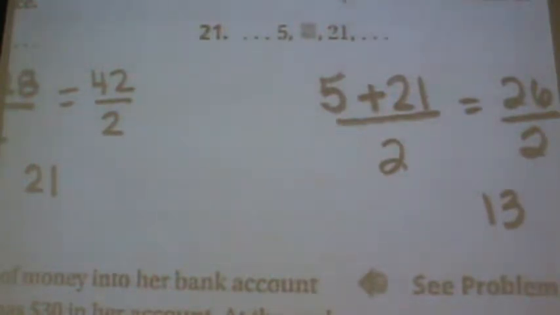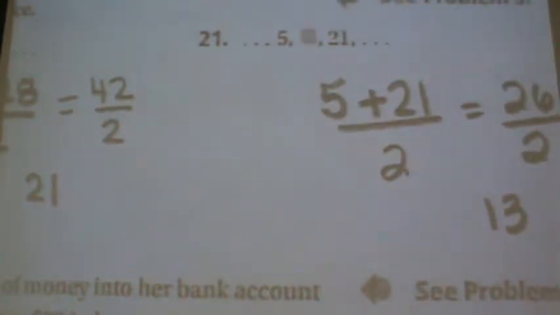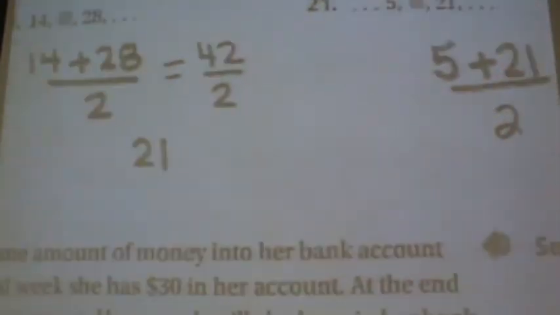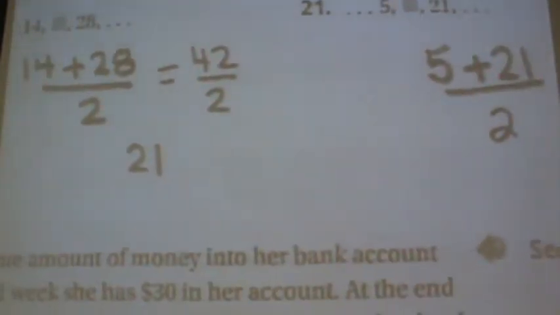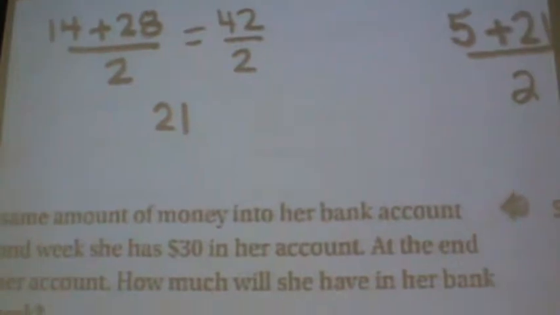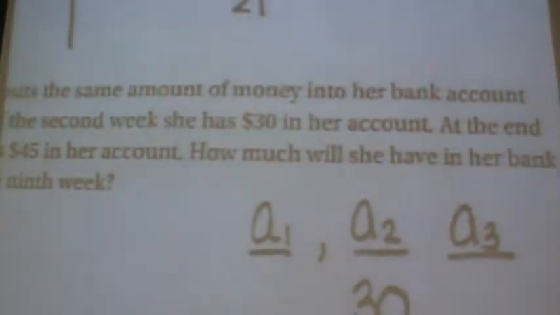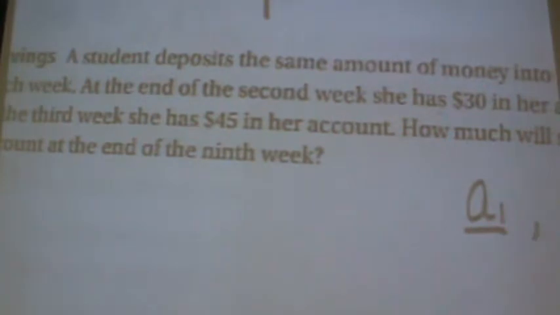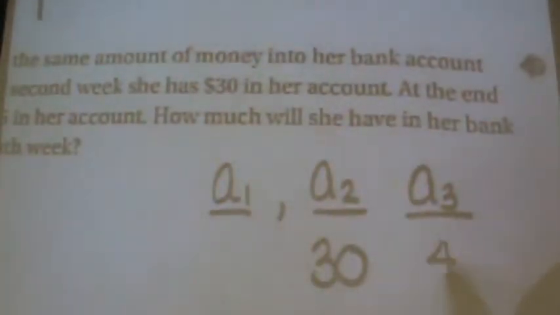Okay, the next one, 25. A student deposits the same amount of money into her bank account each week. At the end of the second week, she has $30 in her account. At the end of the third week, so we have the first week, second week, third week. So it says at the end of the second week, she has $30 in her account. At the end of the third week, she has $45 in her account.